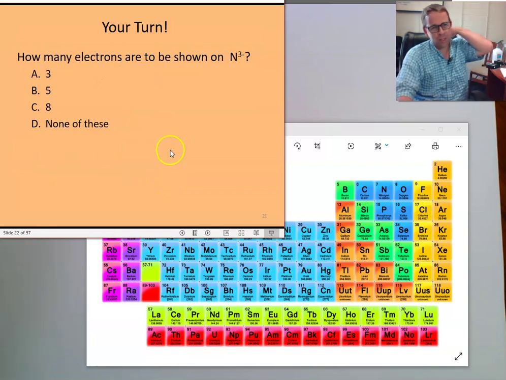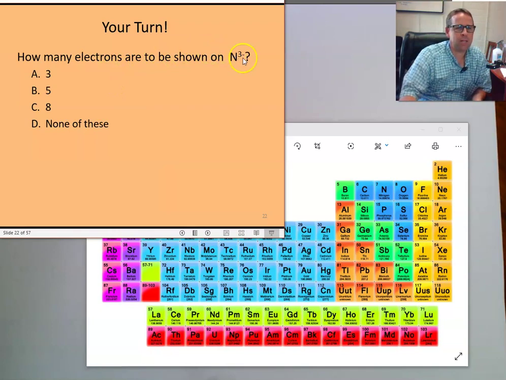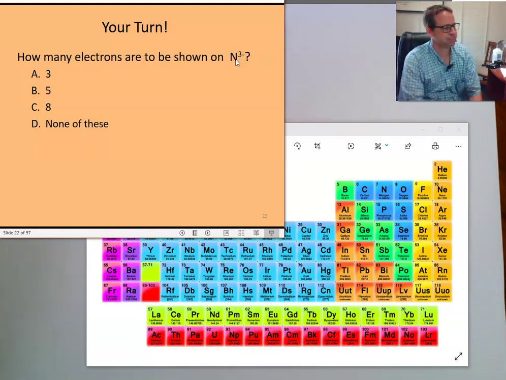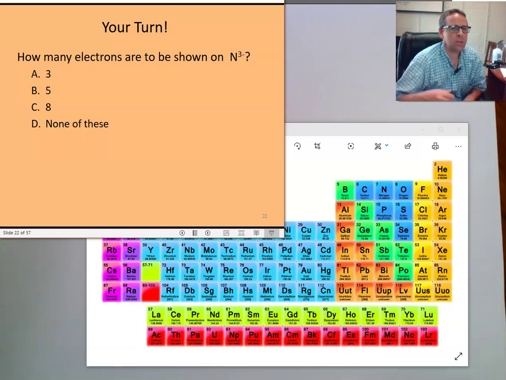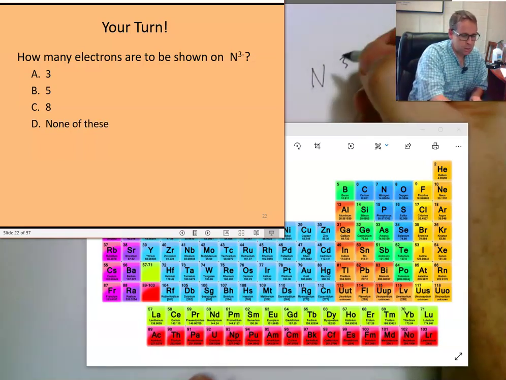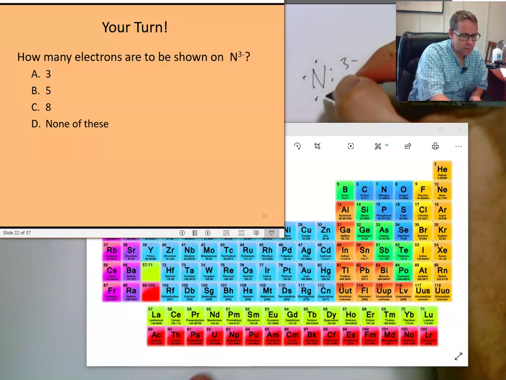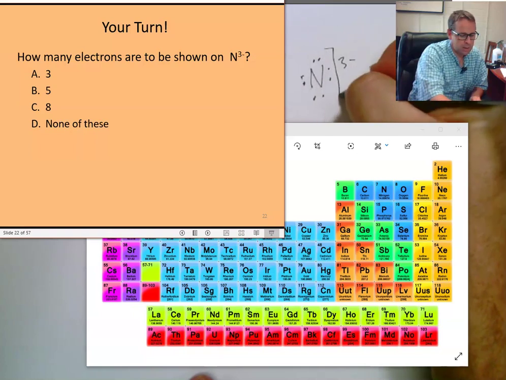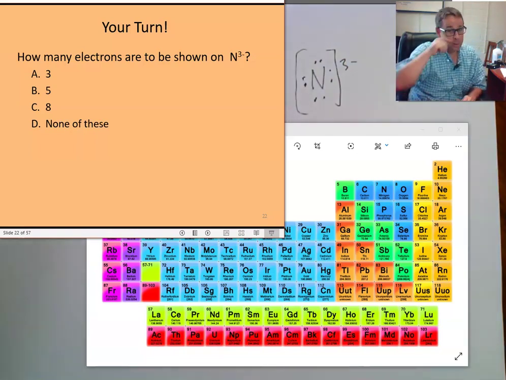Okay, so what do you think? How many electrons should be shown if we're going to have an N-3 ion? You guys want to write an answer down there at the bottom? How many electrons should be shown if it's an N-3 ion? All right, very good. 8 electrons. And that would be written as follows. Nitrogen, 3 minus, 1, 2, 3, 4, 5, because it's nitrogen, and then 3 extra gives it 8 electrons. That's where we get our number 8. Okay, any questions about that?